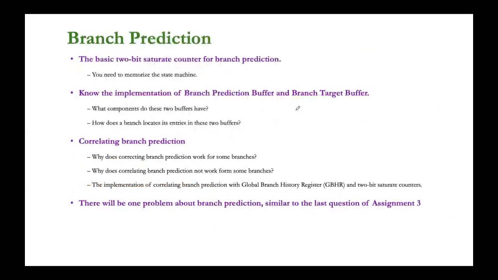In the branch prediction, the basic 2-bit saturating counter for the branch prediction will be considered for this mid-2 exam. You need to memorize the state machine. In the state machine, there are 4 states: the 0 0 state, another one is your 0 1 state, another one is 1 1 state, and another one is your 1 0 state. The upper part we call taken, and the lower part we consider not taken.